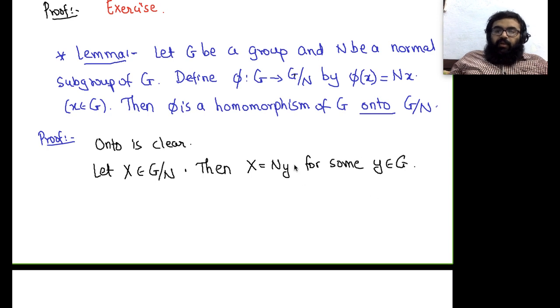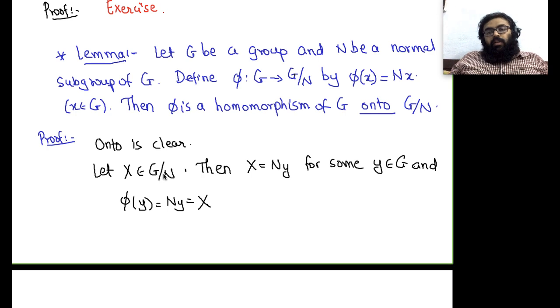But as soon as we get y, see how this homomorphism is defined, we get the element we are looking for. For every element X here, we get an element y such that phi of y equals Ny equals X. So this is where we started. We chose an X in G quotient N, and we got its pre-image. So phi of y equals X. So the onto part is clear.